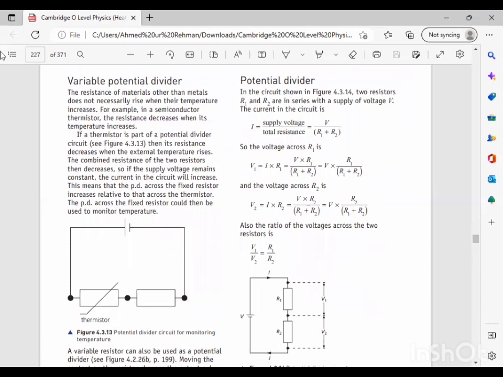So first of all, let's analyze this paragraph. They're saying if a thermistor is part of a potential divider circuit, then its resistance decreases when the external temperature rises. I already told you this about resistance and temperature for a thermistor. Thermistor means that resistance is dependent on temperature for that particular resistor. The combined resistance of the two resistors, so we have one thermistor and one fixed resistor, then decreases, right?